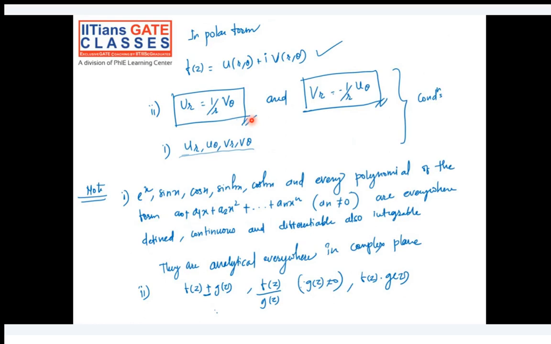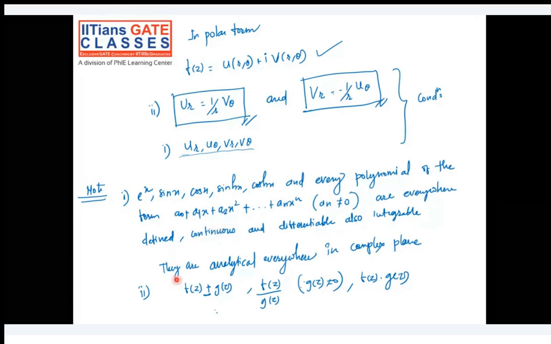I would like to give one note at this point. Exponential function e to the power x, trigonometric functions, and hyperbolic functions such as sin x, cos x, sinh x, cosh x, and every polynomial function, that is a0 plus a1x plus a2x square and so on till an x raised to power n, are defined everywhere. We know they are continuous and differentiable everywhere, right? And they are also integrable everywhere. Hence, they are analytical everywhere in the complex plane.